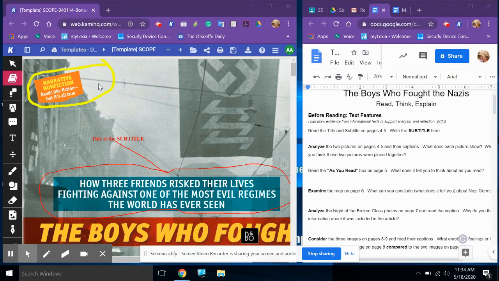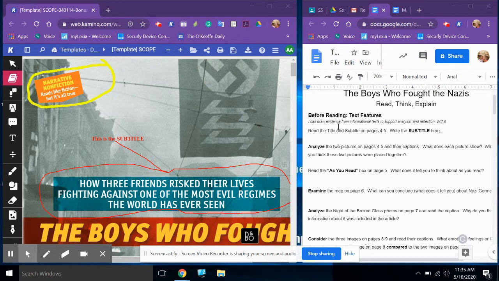First, we're going to go through and look at the text features and do some before reading work. And then we're going to pay attention to some vocabulary words during our reading. And then after the reading, we're going to go back into the text for the third time to respond to the questions on the second and third pages of your packet. So you can write your answers down on the paper in front of you, or you can type your answers in to the Google Doc that has been shared in Google Classroom right here.